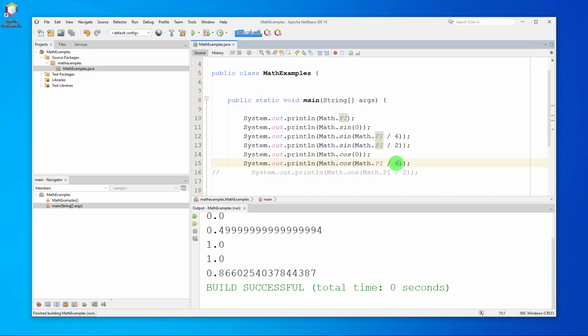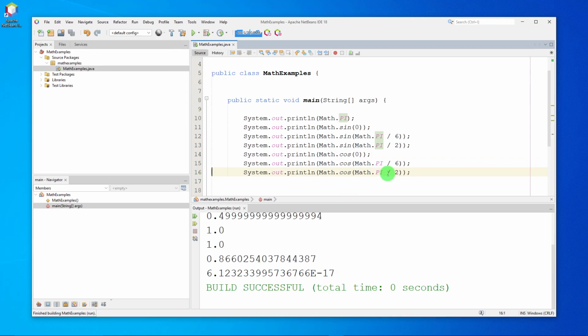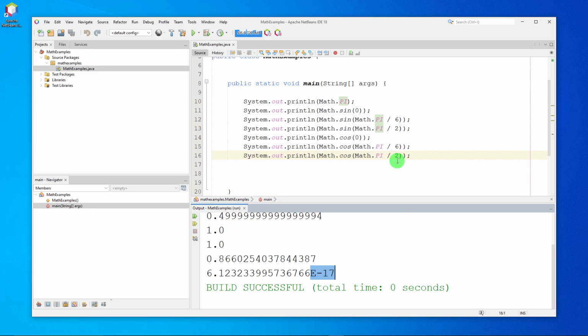Here's cosine of pi over 6, 0.866. And cosine of pi over 2. That's a really, really small number. If you look at its scientific notation, times 10 to the negative 17th, that means move this decimal place over 17 places. So ultimately, that's really 0. So trigonometric functions are accessible in the Math class. Pi is accessible in the Math class.